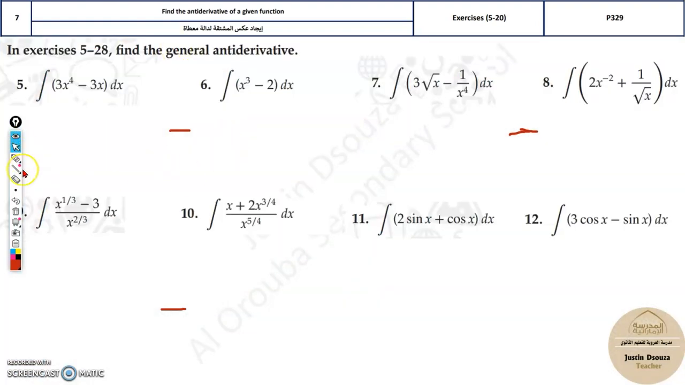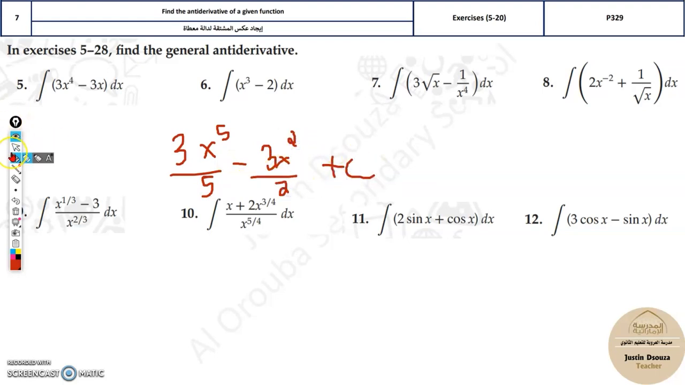Okay, so the problems are pretty straightforward. Over here, you can do it directly. 3 x to the power 4: add 1 to the power. It will be 3x to the power 5 divided by 5, minus 3x to the power 2 by 2, plus c. This will be the answer. And they have written the numbers (fractions) separately and the variables separately. Anyway, this is the same answer.